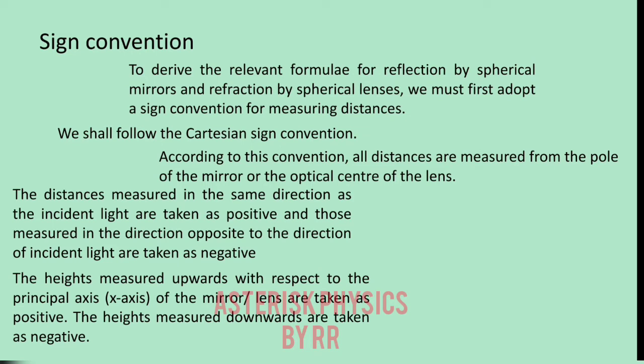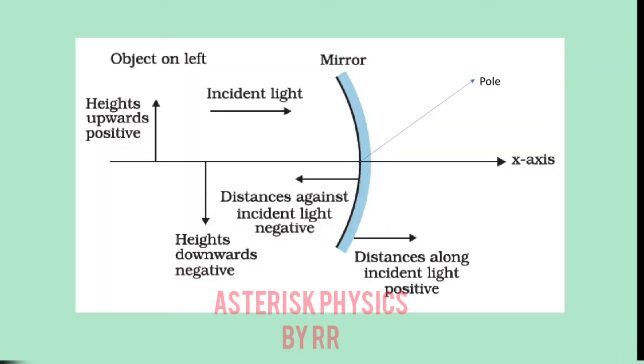The heights measured upward with respect to the principal axis are taken as positive, and those measured downward to the principal axis are considered negative. Now let us see these laws pictorially. Here you could see a mirror and its pole. Incident light is from left to right. That means the object is on the left side. So that is the direction. From left to right, it is taken to be positive.